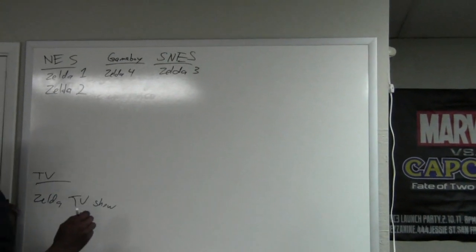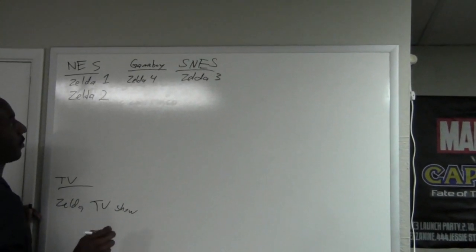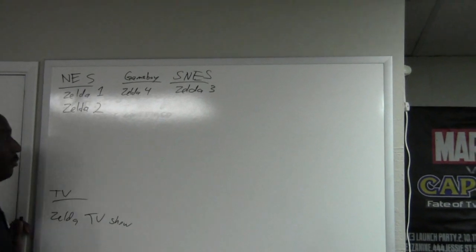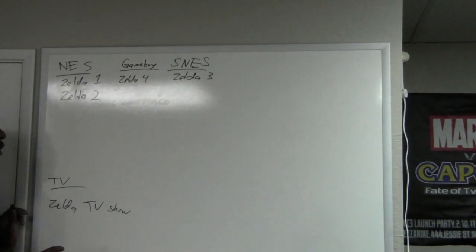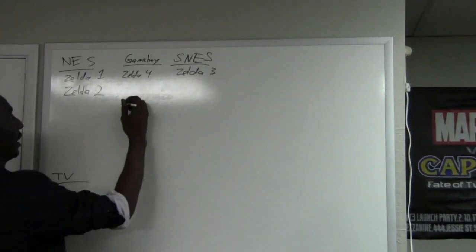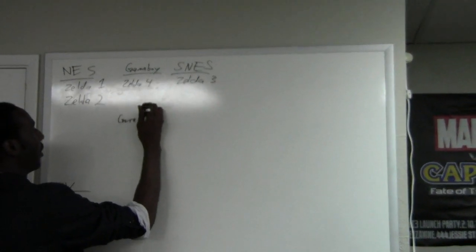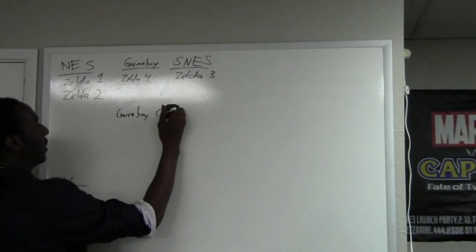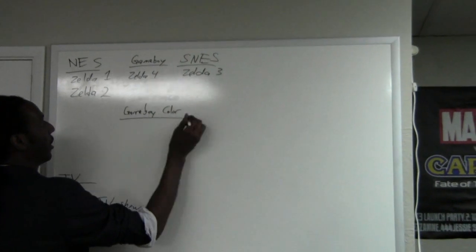Link's Awakening is for Game Boy. Link to the Past is for Super Nintendo, isn't it? Yep. And then there was another one, wasn't there? There's a lot of them for Game Boy. Oracle of Seasons and Oracle of Ages. They take place in the same storyline as the SNES ones, right?